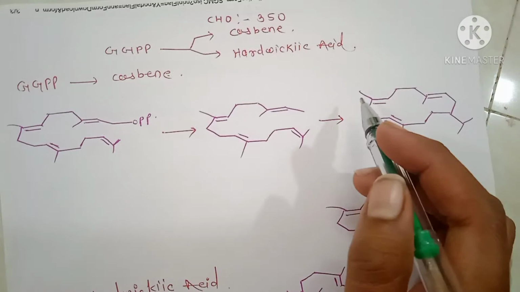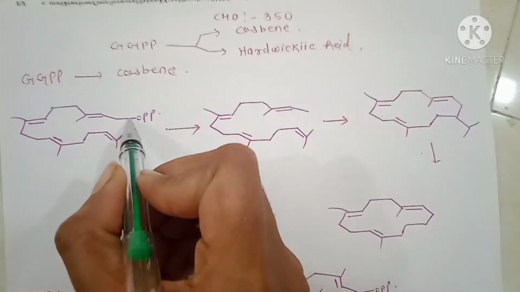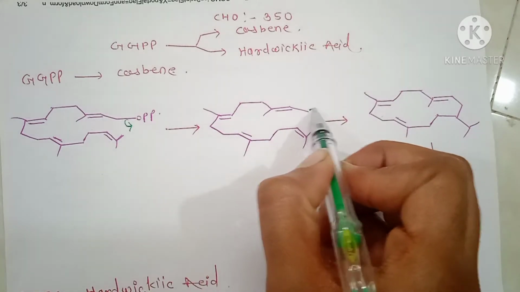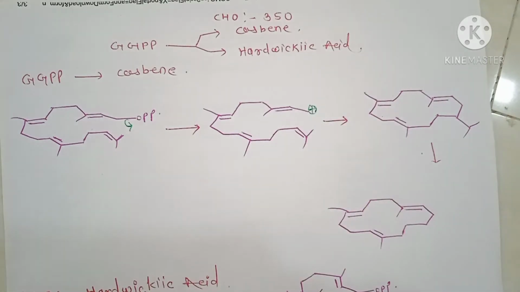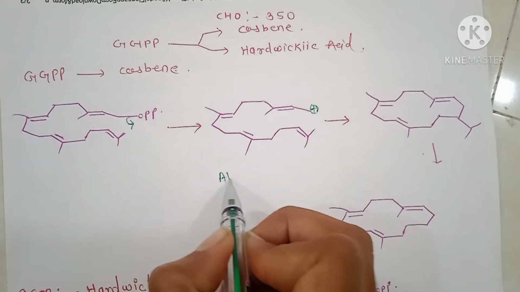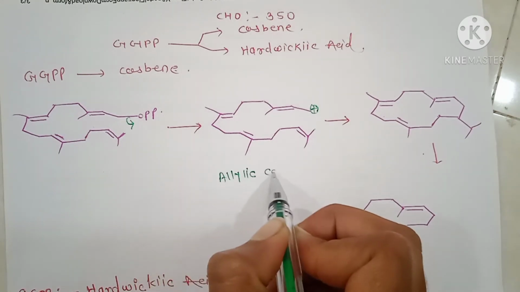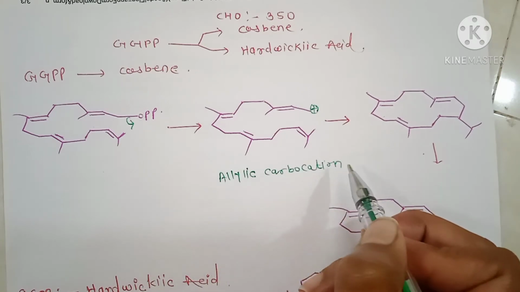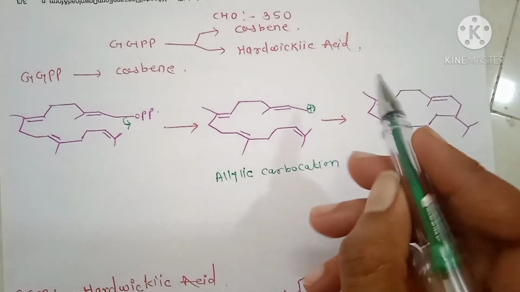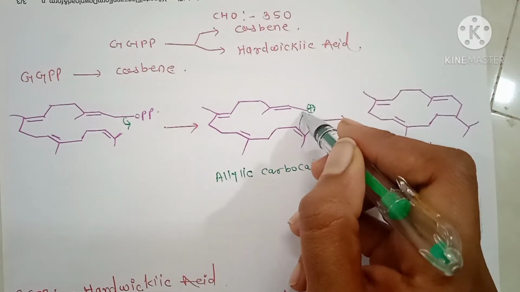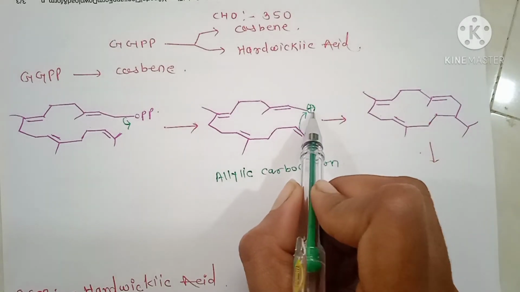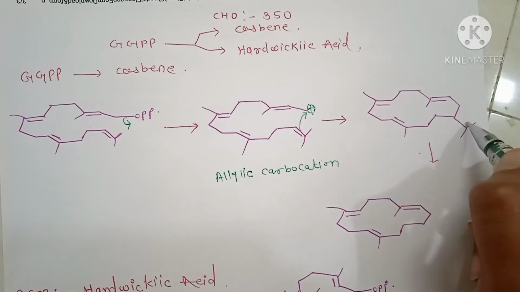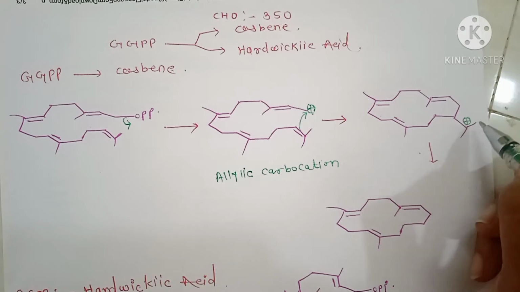Step first is the loss of OPP and the formation of allylic carbocation. Okay. Next, this pi bond attacks here and stabilizes the positive charge, and here the formation of a new positive charge. Okay.